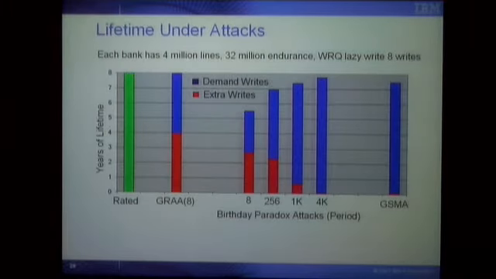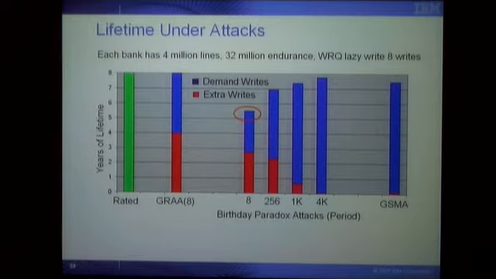What does this do? Under attacks, these evaluations are for lifetime. The configuration has 4 million lines, 32 million endurance. Under a uniform write, this system will give you a lifetime of about 8 years. Under the most severe attack that we considered, the lifetime is about 5.5 years.